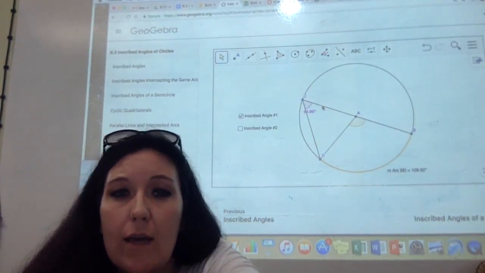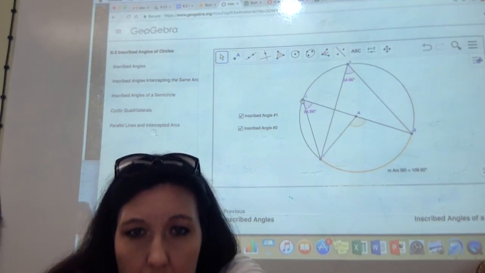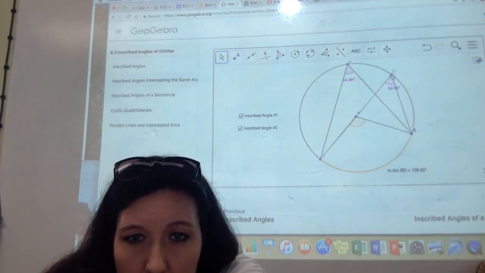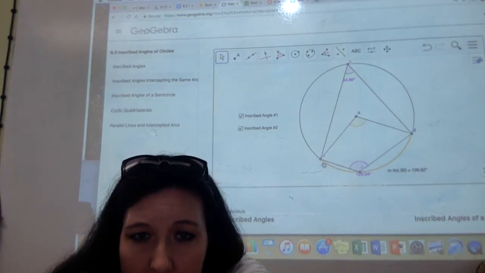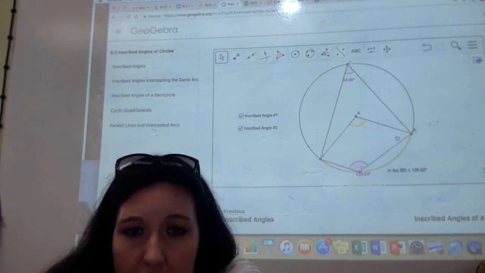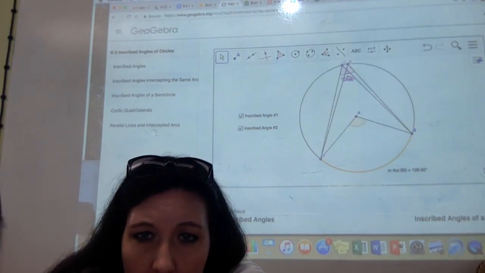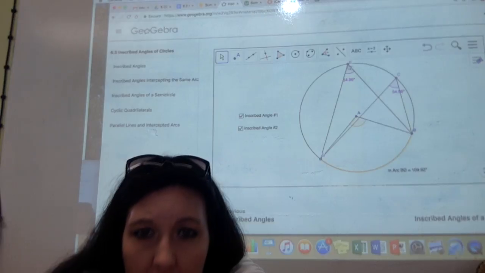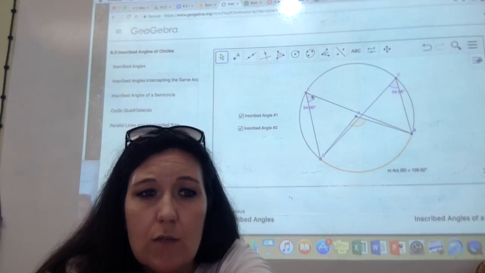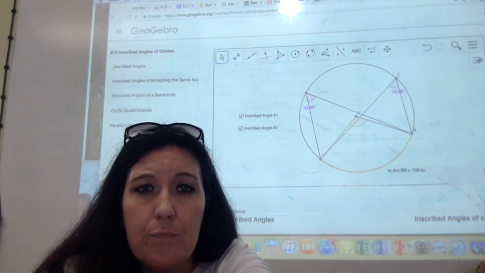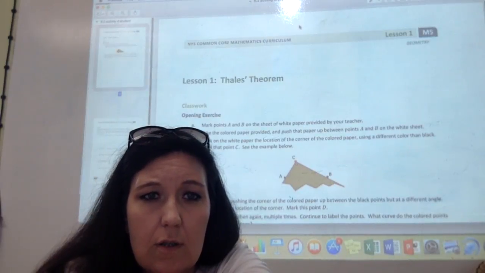Okay, so now if I put up a second angle, notice it's still the same, right? No matter where I move these, as long as they're making the same arc. Like I said, when I move it down here, now it intercepts this really big arc. So that's why the angle changes. Anywhere from here all the way around here, they're going to be the same.